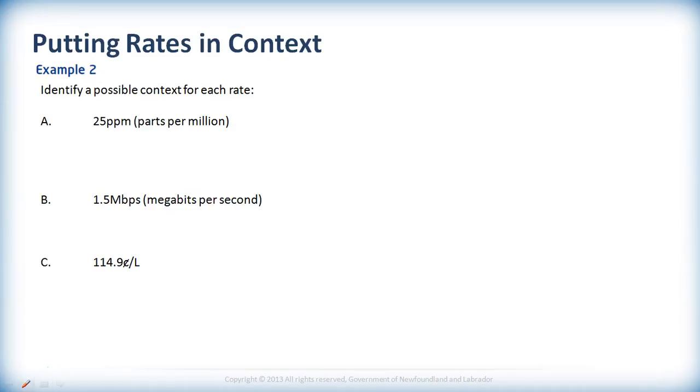It says putting rates in context. So let's identify a possible context for each rate. Where might these numbers have come from? 25 parts per million. I'll tell you where I got that one. That's the concentration of sea salt in certain brackish water. So brackish water is like if you're way in a bay somewhere. Brackish water is sort of a mix between salt water and fresh water. Salt water is usually about 33 parts per million, so this is somewhere in between. Okay, so you can see how we can have a rate for that. Parts per million molecules of water.